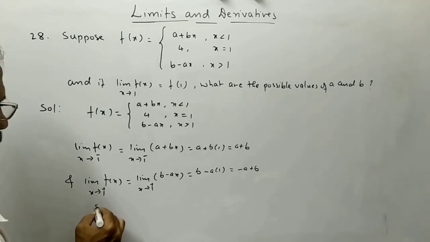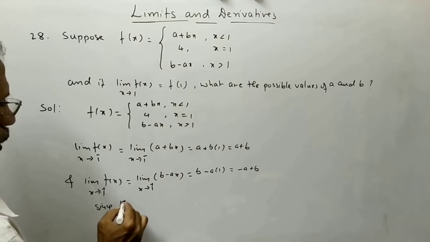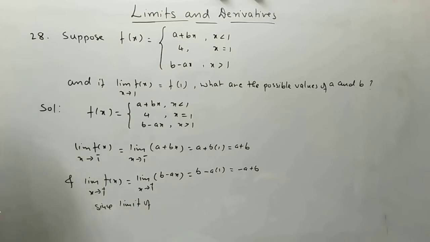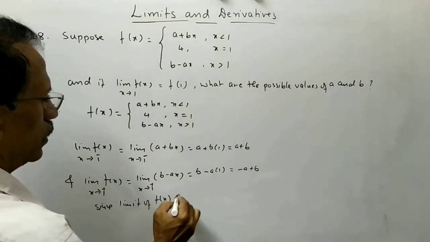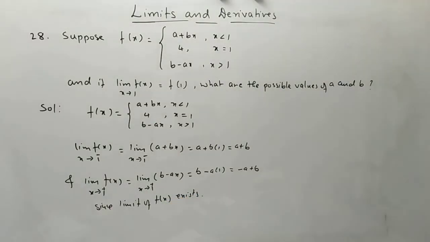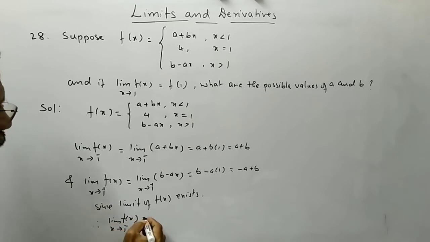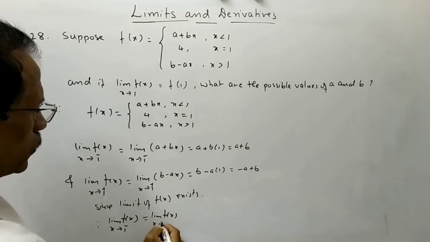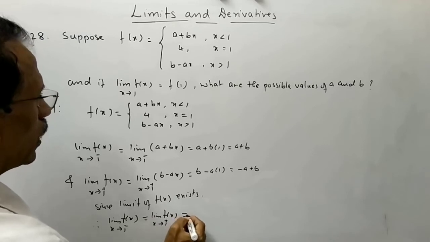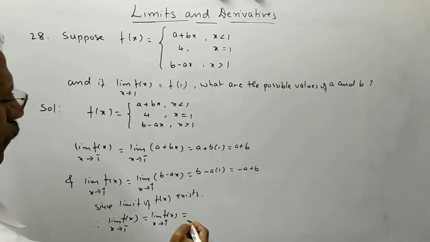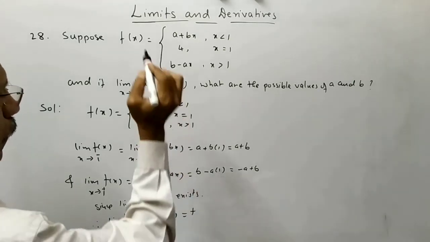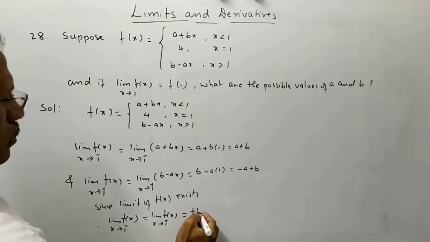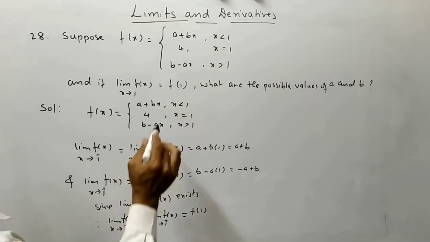Since the limit of f of x exists, therefore the limit of f of x when x tends to 1 from the left side is equal to the limit of f of x when x tends to 1 from the right side, which is also equal to f of 1. That's what they have given.